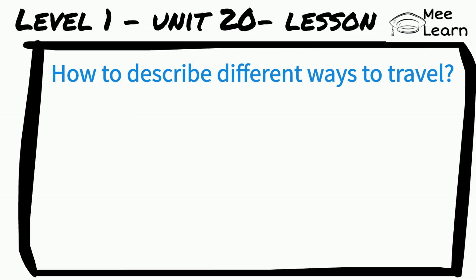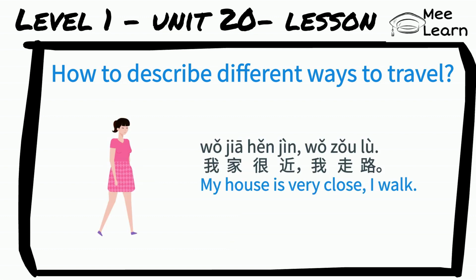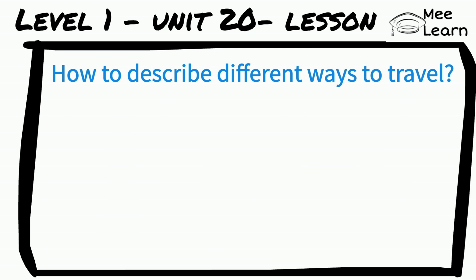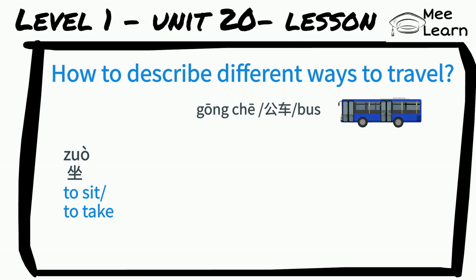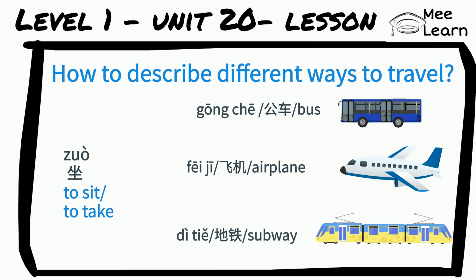And next, you will learn how to describe different ways to travel. 走路 to walk. 我家很近，我走路。My house is very close. I walk. 坐 to sit or to take. For example, 坐公车 to take the bus. 坐飞机 to take the airplane. 坐地铁 to take the subway.